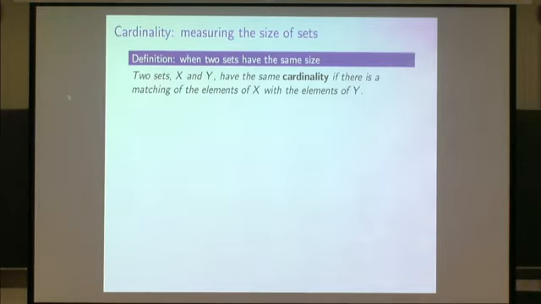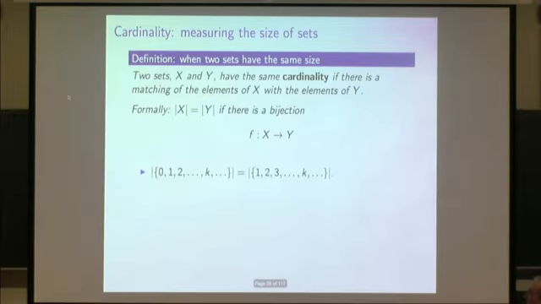So we'd now like to compare sizes of infinite sets. We want to understand this realm. So if you have two sets, x and y, they have the same cardinality if there's a matching of the elements of x with the elements of y. It's exactly how you measure or say that something has 3 elements. There's a matching with 3. Formally, we write x and y have the same cardinality if there's a bijection from x to y.